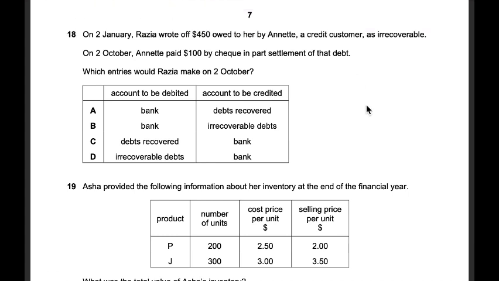Since it was already written off as irrecoverable, what we'll do is we'll credit debts recovered. Alright? Debts recovered in the sense, something which has been previously recorded as irrecoverable and is now received as an amount. So, debts recovered would be credited, and since Razia is receiving $100 from Annette, bank would be debited, making option A our correct answer.